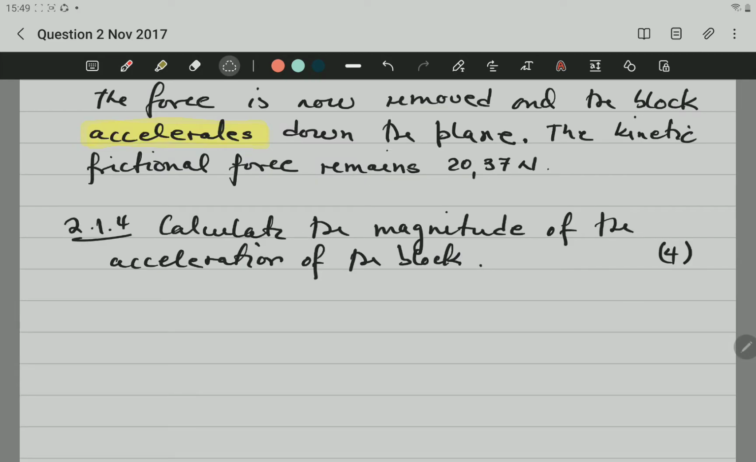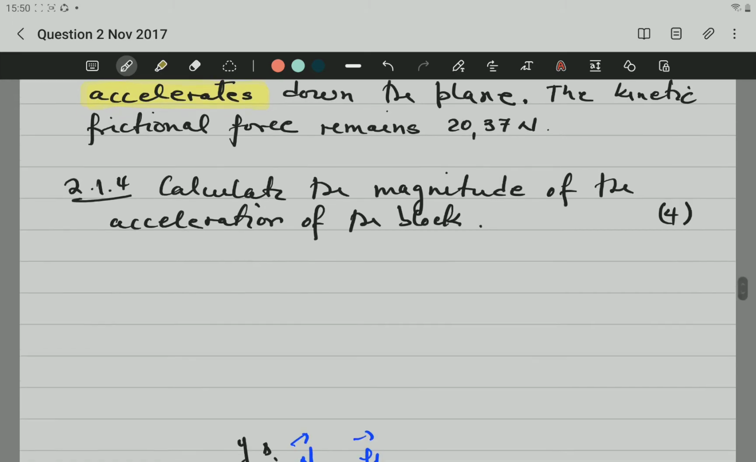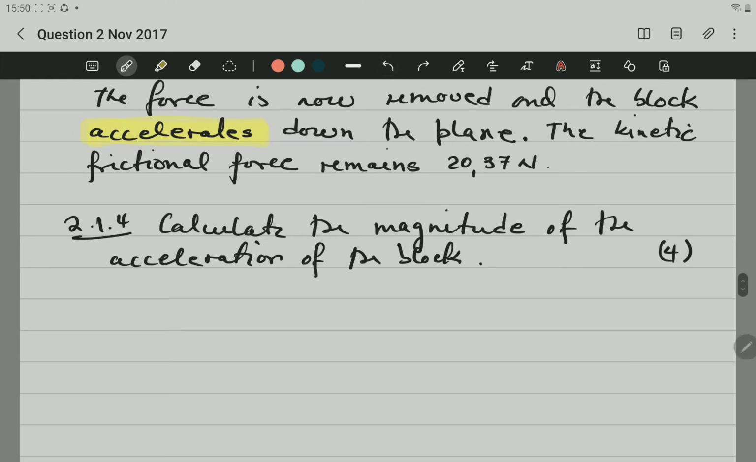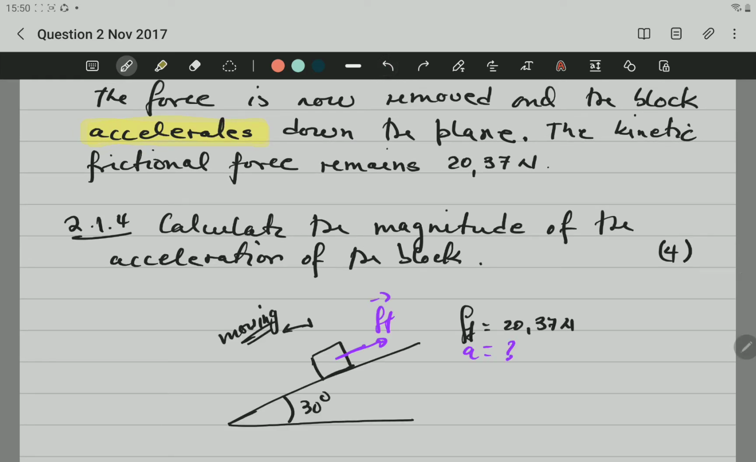Next question: say the force is now removed and the block accelerates. Okay, the block is going to accelerate down the plane. The kinetic frictional force remains the same. Calculate the magnitude of the acceleration of the block. So now we are going to first of all redraw the body here. We have the object which is sliding down. The frictional force is the same but pointing in the opposite direction because the object is now moving down, and we have an acceleration.